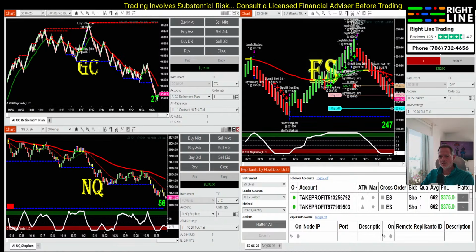ES scalper over on the right. Stop just flew down. I think it sealed in $250.